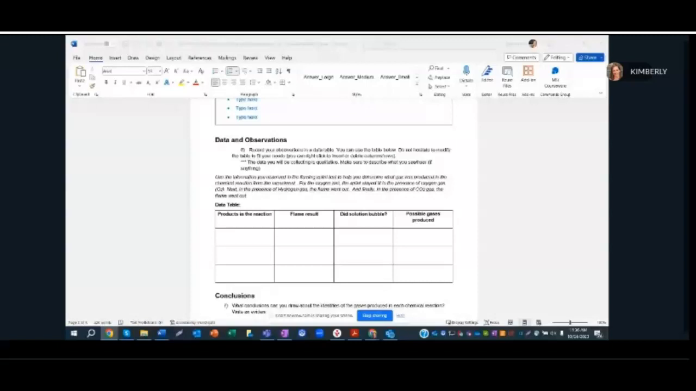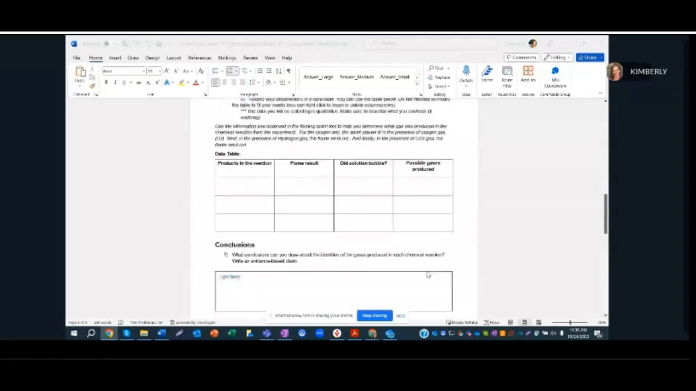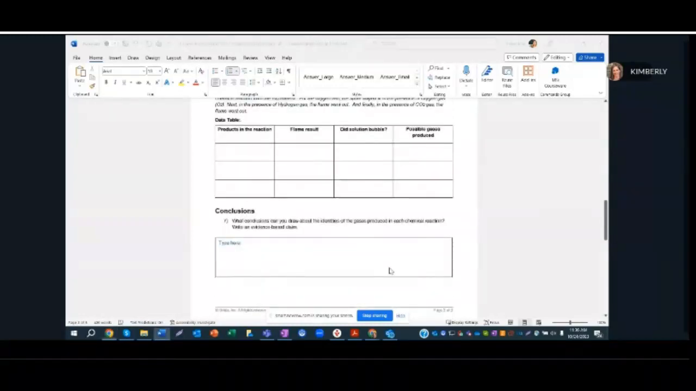Okay, we're able to fill in what we saw. We have vinegar, baking soda. You can list out all of those things, your flame result. Did it bubble or not? What are the gases that were produced? All right, then you get to your conclusion. It says, what conclusions can you draw about the identities of the gases produced in each chemical reaction? So write an evidence-based claim. That means you use the evidence.